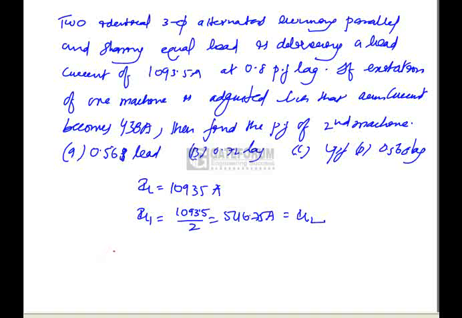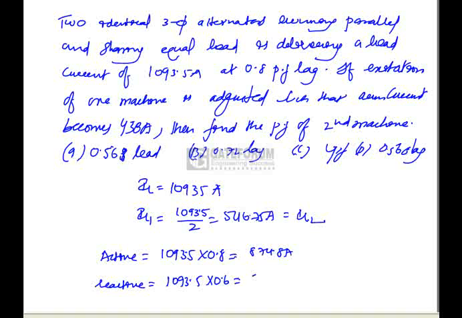Now, since this current is shared at a power factor of 0.8 lagging, what is the active component here? Active component is equal to 1093.5 into 0.8, that is cos phi, which is equal to 874.8 amperes. Similarly, the reactive component is equal to 1093.5 into 0.6, which is equal to 656.1 amperes. Since load is shared equally, IL1 is equal to IL2 is equal to 546.75 amperes.